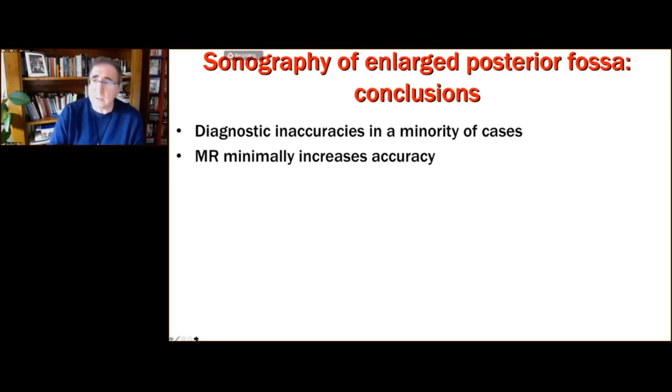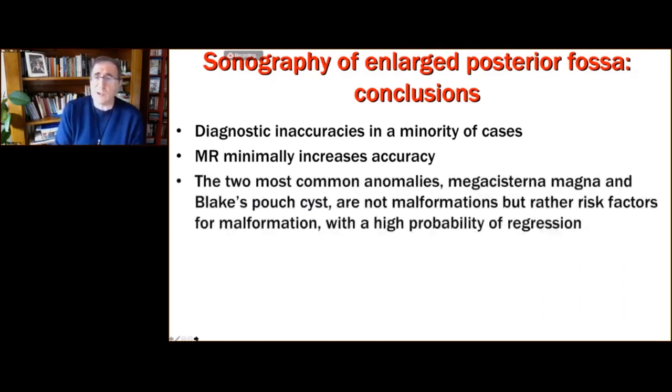The two most common anomalies, megacisterna magna and Blake's pouch cyst, are not malformations, because in reality the vast majority of the infants are found to be completely normal at birth, but they are rather risk factors for malformation with a high probability of intrauterine or postnatal regression.